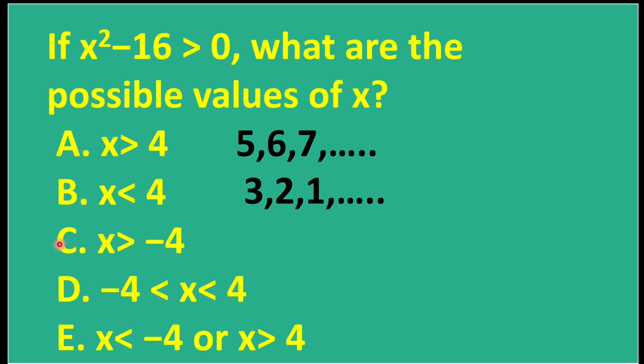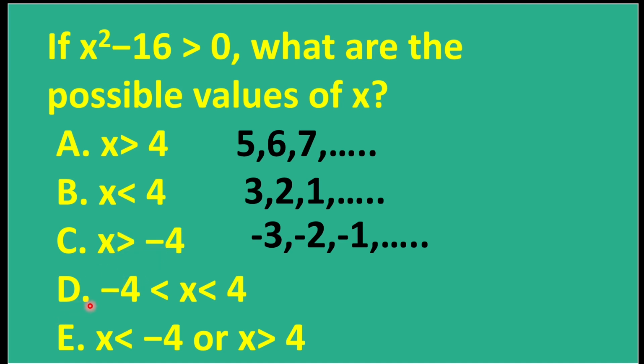This option is wrong. Now come to option C. Option C says that x is greater than minus 4, which means minus 3, which is greater than minus 4, minus 2, minus 1, and so on. If we put minus 3 over here, it will become 9, and 9 minus 16 is obviously less than 0. So option C is also wrong. Therefore, we will eliminate this option as well.